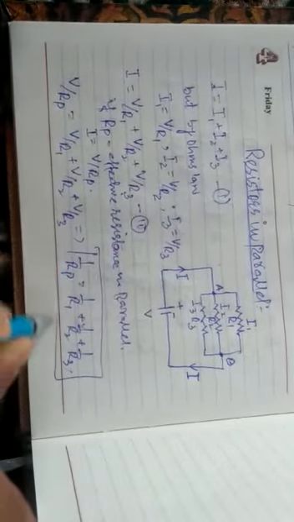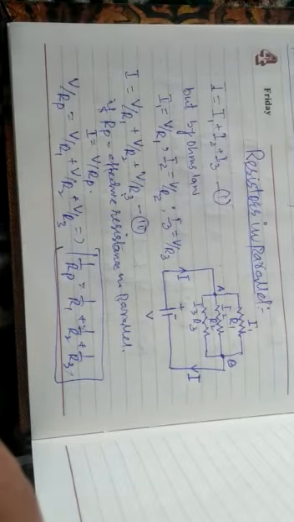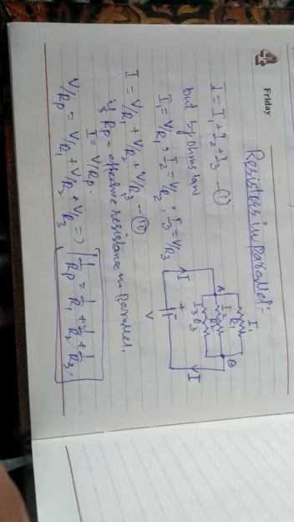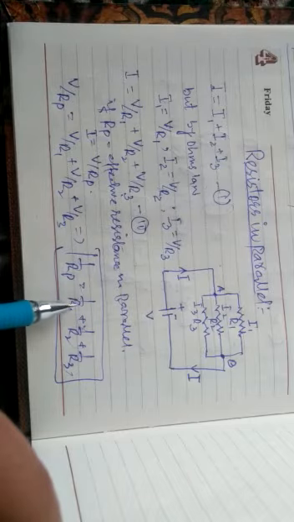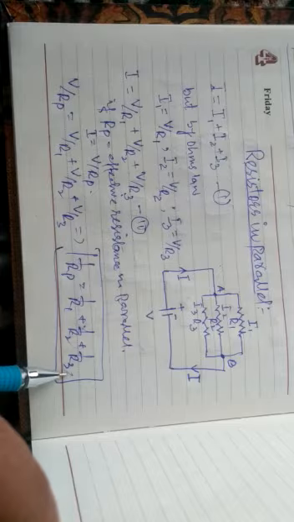This is the equivalent resistance in the case of a parallel combination. Thus, in the case of a parallel combination, the reciprocal of the equivalent resistance is the sum of the reciprocals: this is the reciprocal of resistance R1, this is the reciprocal of resistance R2, and this is the reciprocal of resistance R3.